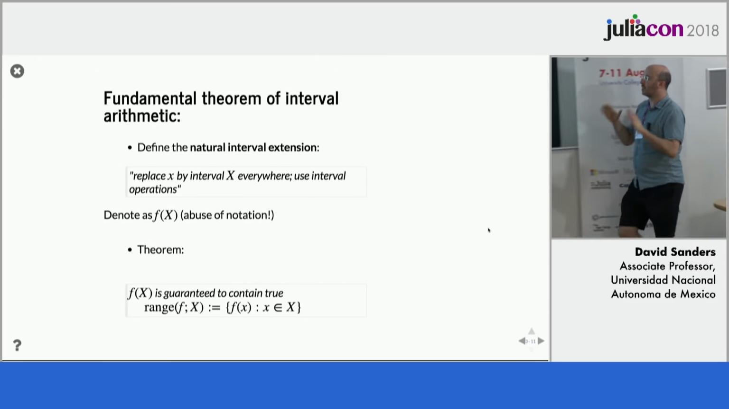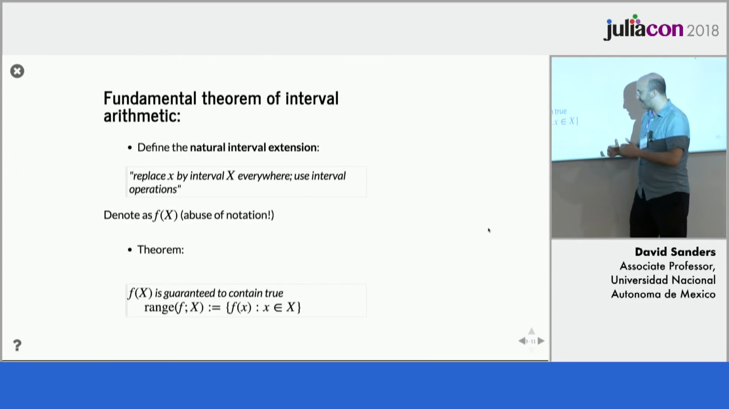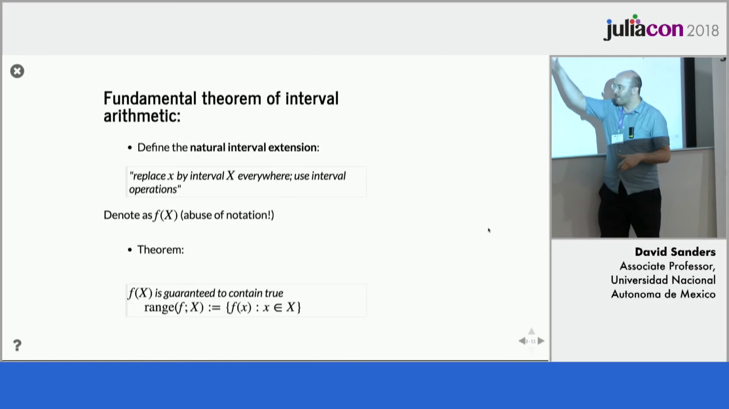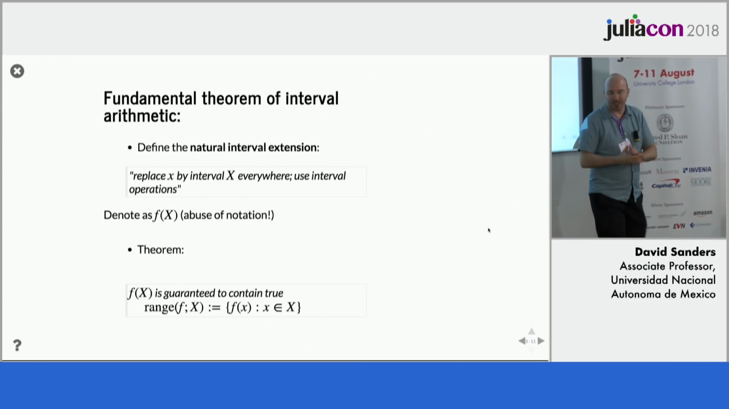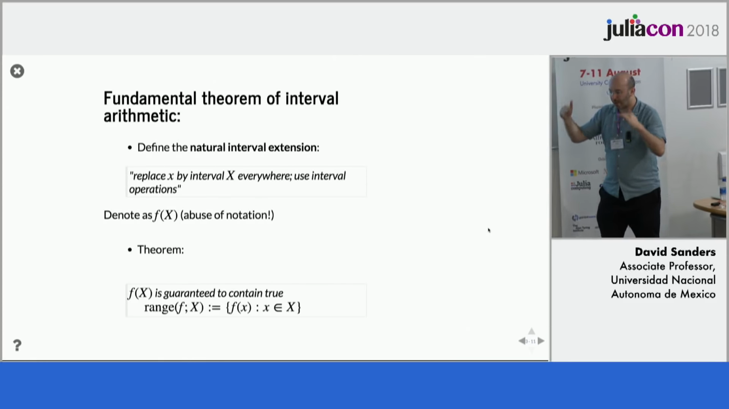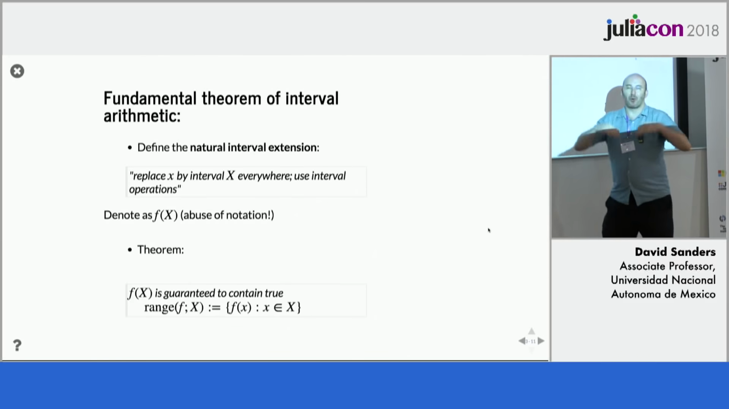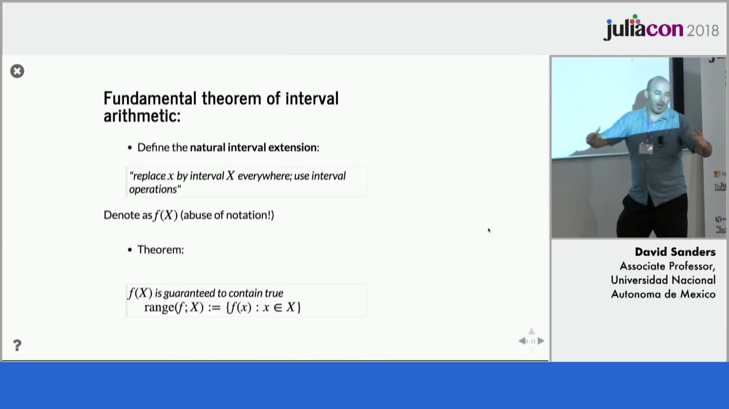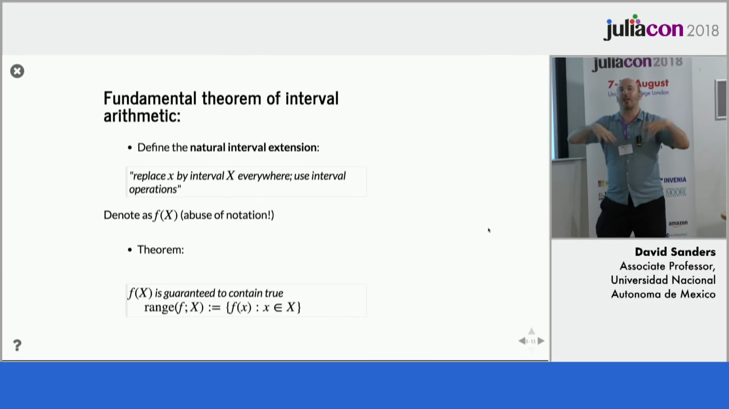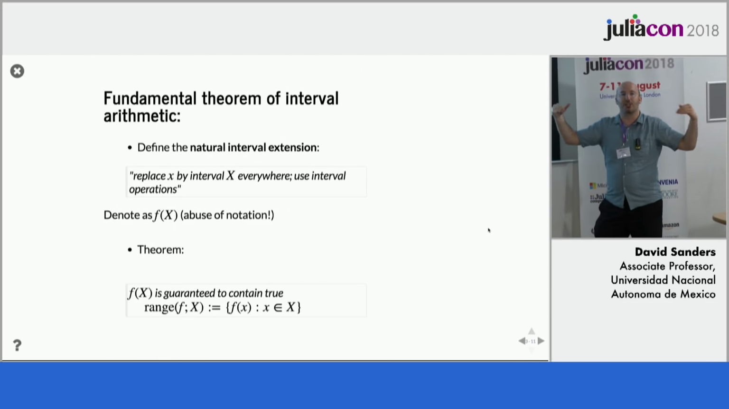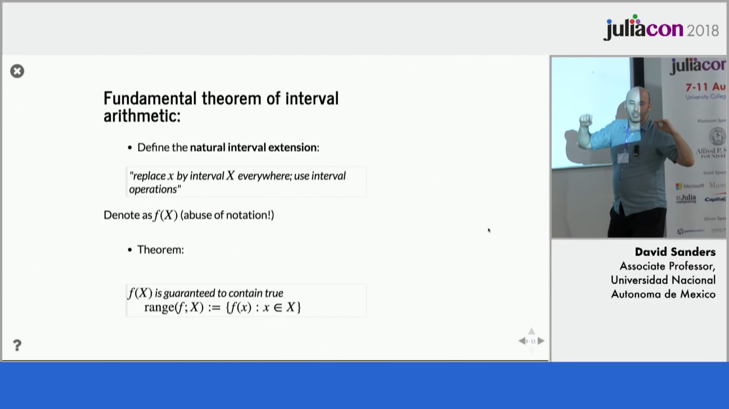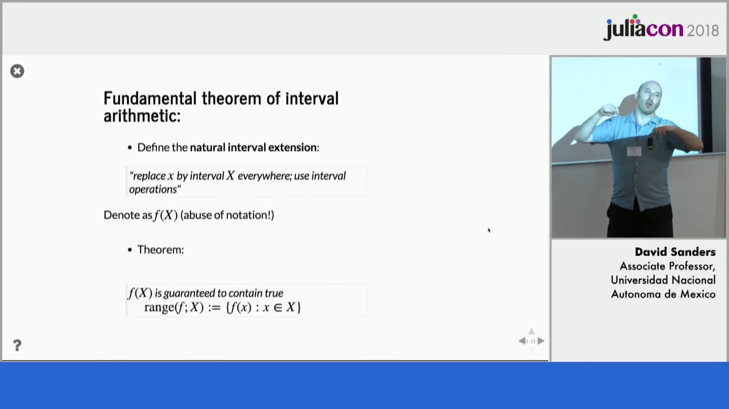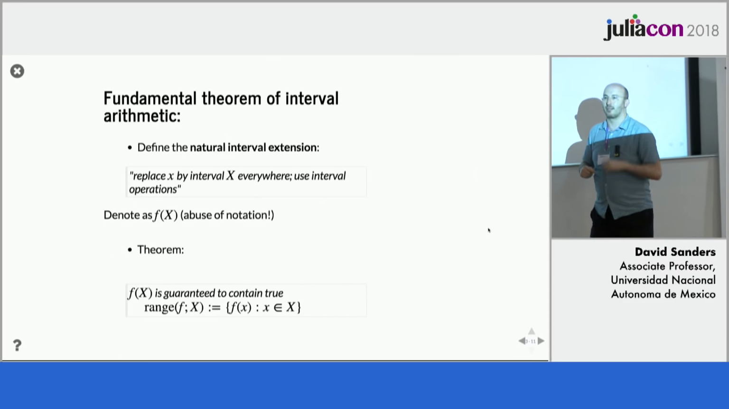Right? So let's just take a moment to say that again. Interval arithmetic is a way to define mathematical operations on intervals with the goal that any operation I do on an interval gives me back a new interval, and that new interval is guaranteed to contain the result of f of x for all x in my original set. Yes?